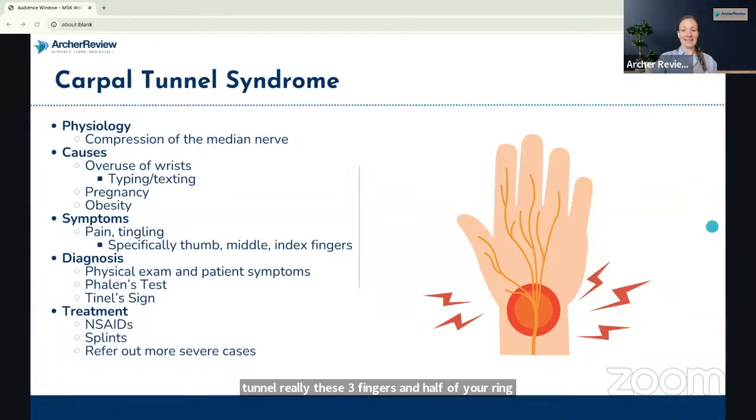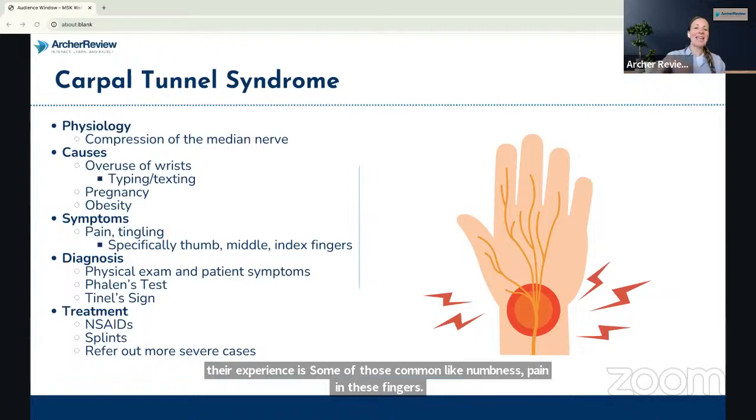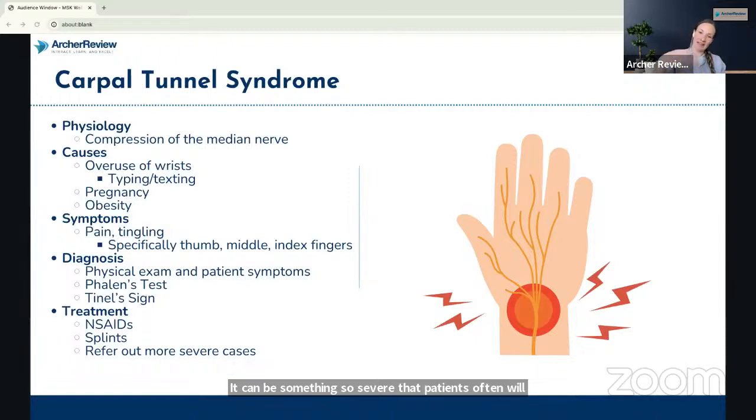So what we see when somebody has carpal tunnel is that they're experiencing some of those common numbness, tingling, pain in these fingers. It can be something so severe that patients often will tell you, I'm waking up in the middle of the night and my hand falls asleep and I feel like I have to do this to kind of wake it back up.